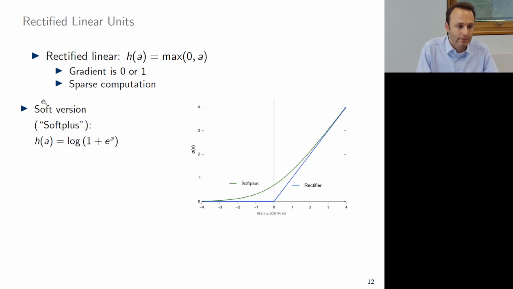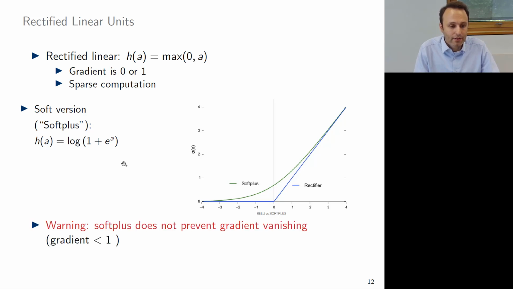Yeah, so some suggested a soft version of this, so a smooth function that can approximate the rectified linear function here. However, this is actually not really helping because the soft plus function does not prevent the gradient vanishing problem because it also has a gradient that is less than 1.